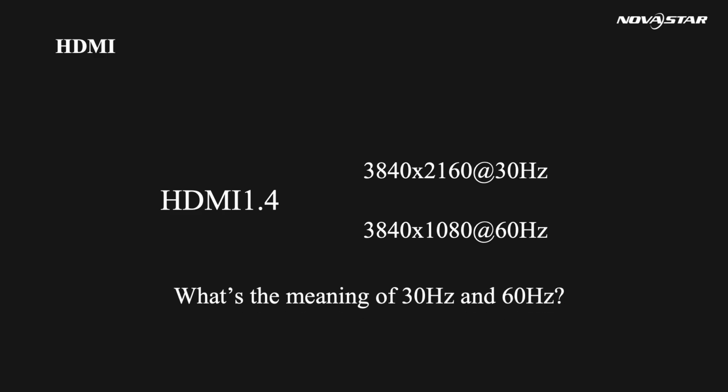Well, here comes the question. What is the meaning of 30 Hz and 60 Hz? Before we understand this question, we need to know what the refresh rate is. The refresh rate is the number of times a display updates its image per second. This is measured in Hertz. The higher the number, the smoother the image will appear, especially during fast-moving scenes. Hence, 30 Hz means the display updates its image 30 times per second, while 60 Hz means 60 times per second. The higher the refresh rate, the less bandwidth is left. So you can see that within a certain bandwidth, the resolution and the refresh rate are mutually exclusive.